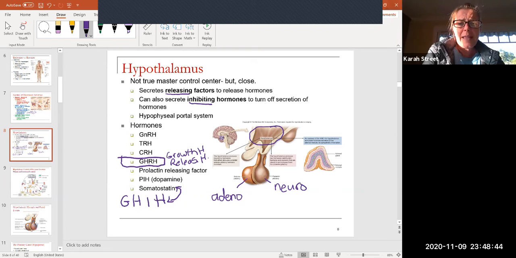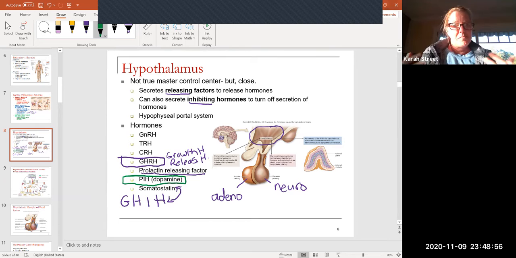Most of you are not lactating right now. And that's because your hypothalamus is releasing prolactin inhibitory hormone, also known as dopamine. So men, you are releasing PIH right now. Ladies, if you're not lactating, your hypothalamus is also releasing PIH.